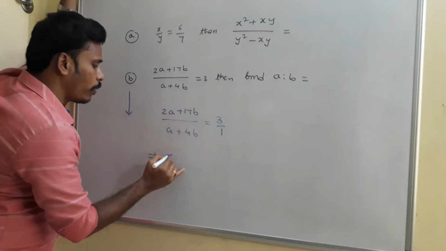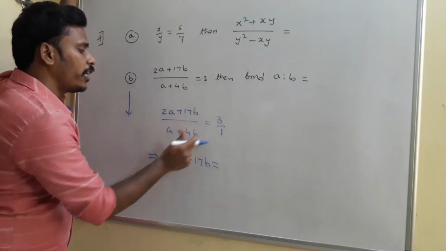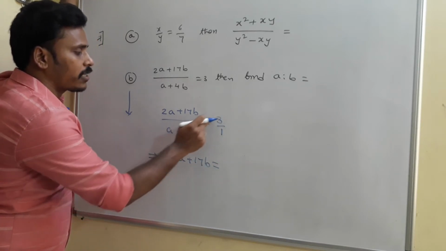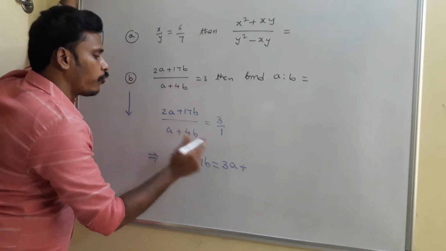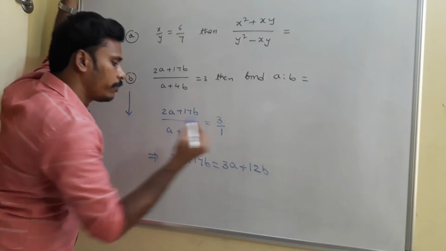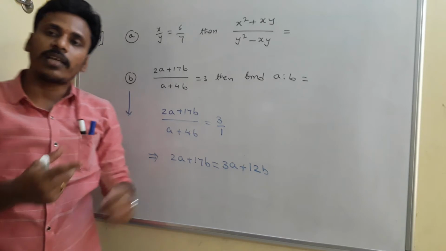This 1 into this numerator is just 2a plus 17b, whereas 3 into this denominator you need to multiply, crossing, okay? 3 into a is 3a plus 3 into 4b is 12b. Right. Now, see, collect a's one side and b's another side.